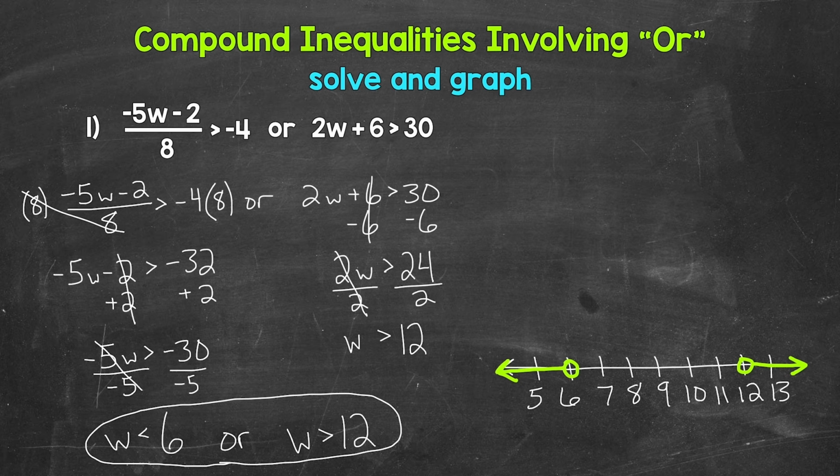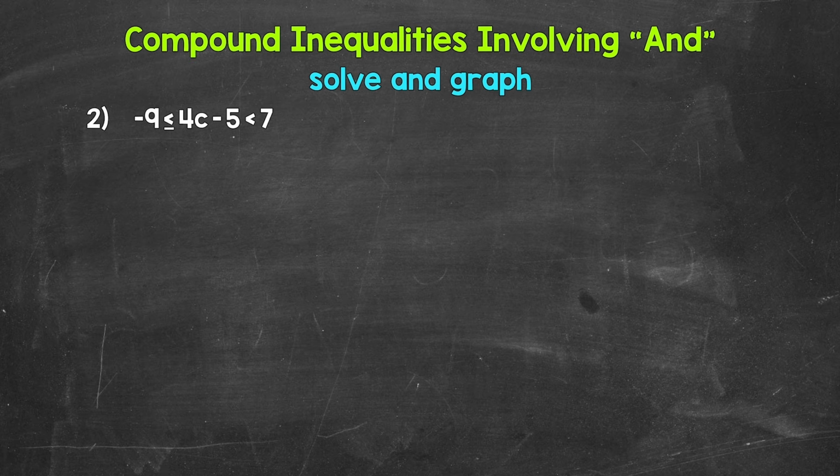Let's move on to number 2. Taking a look at number 2, which is an and compound inequality, we have 4c minus 5 is greater than or equal to negative 9 and less than 7. Now, when we solve a compound inequality involving and, we can solve everything all at once, meaning we can solve both of the inequalities that make up the compound inequality at the same time. And then once we solve, we can graph the solutions on a number line.